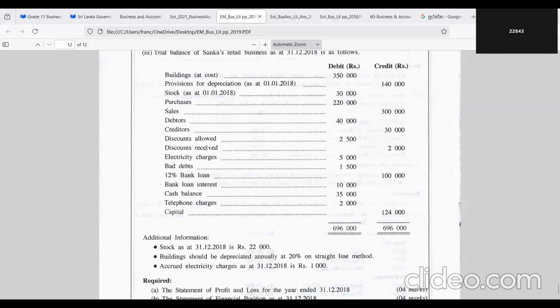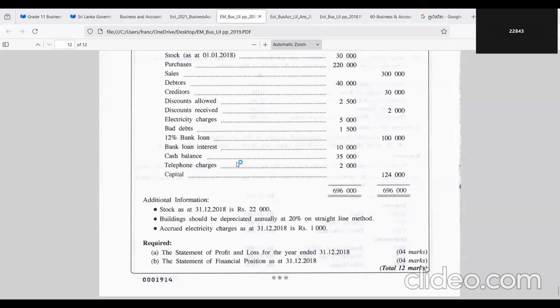So you have to prepare the statement of profit or loss and statement of financial position. Listen carefully. I'll be going a little bit like a bullet, but I know you guys can't do that fast.